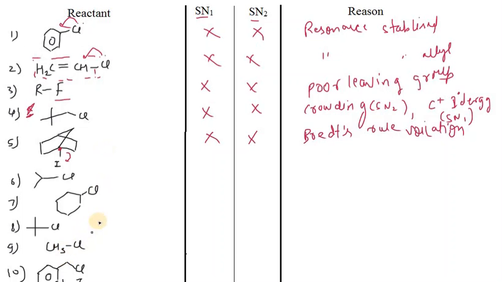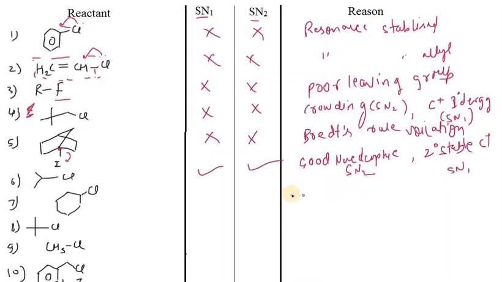Now if we talk about this particular 2-degree alkyl halide, it can go by SN1 or it can go by SN2. If we have a good nucleophile, in case of a good nucleophile it will be SN2, and in case of a stable 2-degree carbocation, when the carbocation is stable, then it will be SN1. So it can favor both SN1 and SN2.